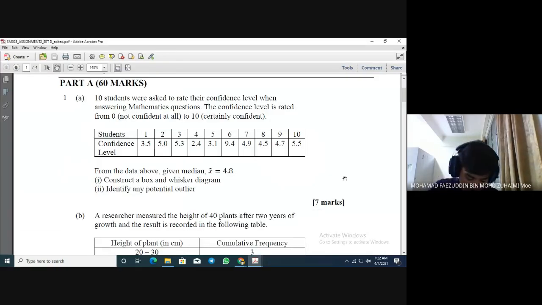Okay. Today I and Zahir will present on how to solve question number one in assignment math. First one, A. We will go to question number 1A. 10 students were asked to rate their confidence level when answering mathematics questions. The confidence level is rated from 0 to 10. From the data above, given median equal to 4.8. First question, construct a box and whisker diagram. Second, identify any potential outlier.